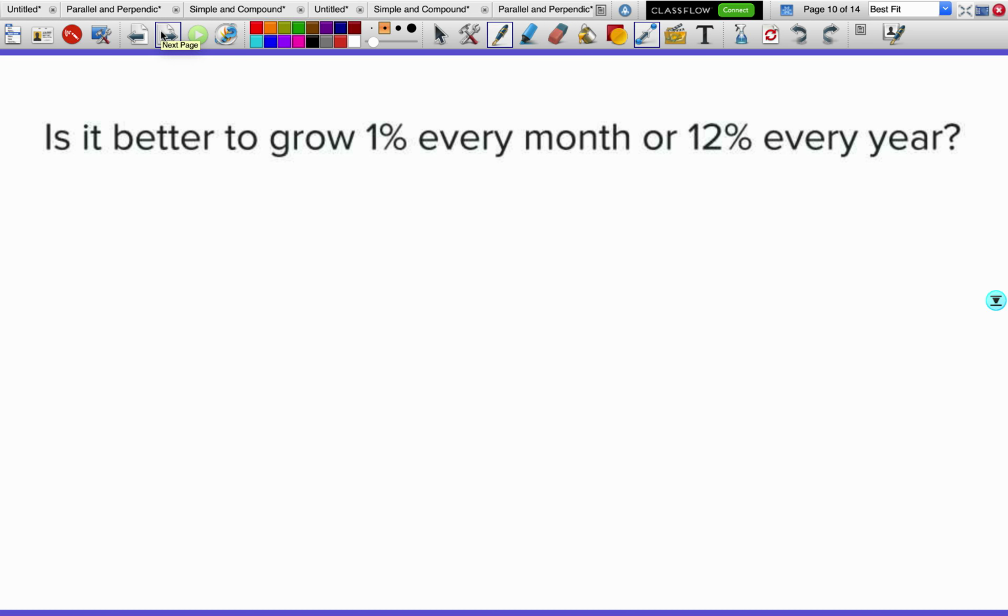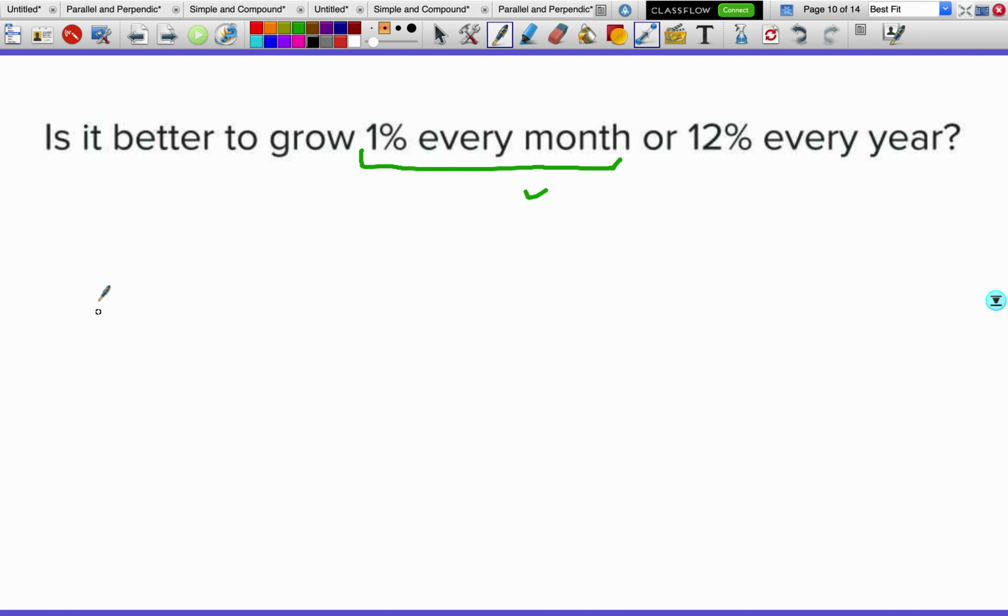All right, thought question. Is it better to grow 1% every month or 12% every year? All right, I'll embed a question here for you to weigh in on this. All right, the one that I think is better is the 1% every month. And let me show you why.